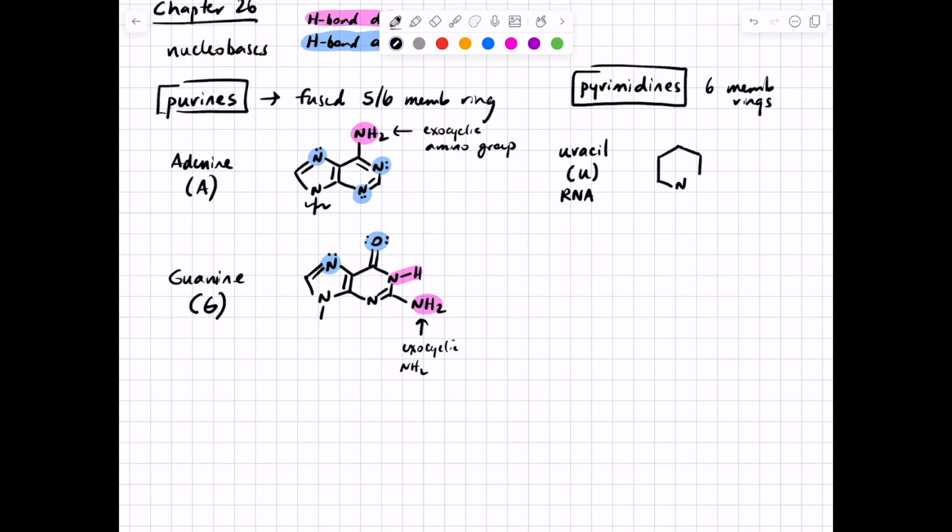Uracil looks like this. We'll put the nitrogen at the bottom of the ring. This squiggly line indicates what would be the attachment point to the ribose ring. And then in uracil, everything else is like this. So you can see that we have a hydrogen bond donor there, and then hydrogen bond acceptors there.